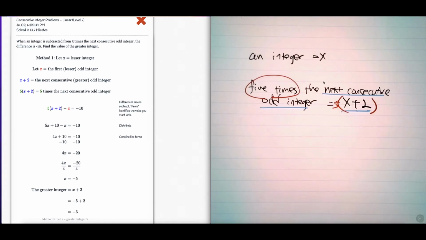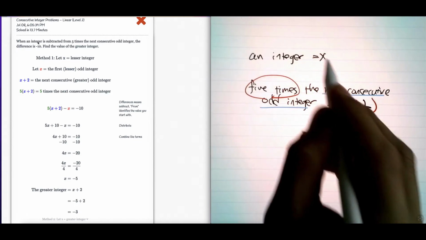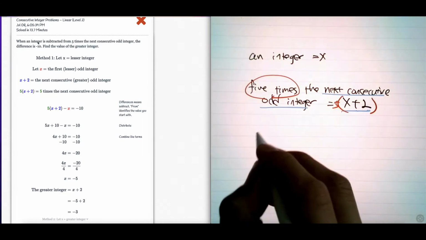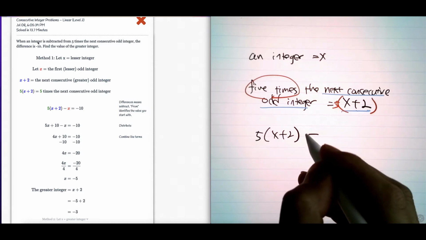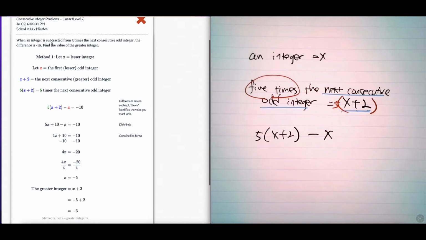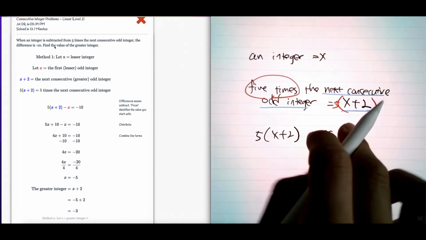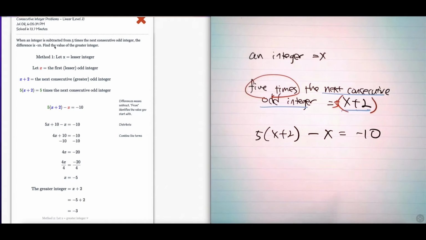If you read it carefully, it said this integer is subtracted from this expression. It's a passive voice, so the way it's ordered is opposite. You don't do x minus that, it's the other way. So you find the difference and it turns out negative 10.